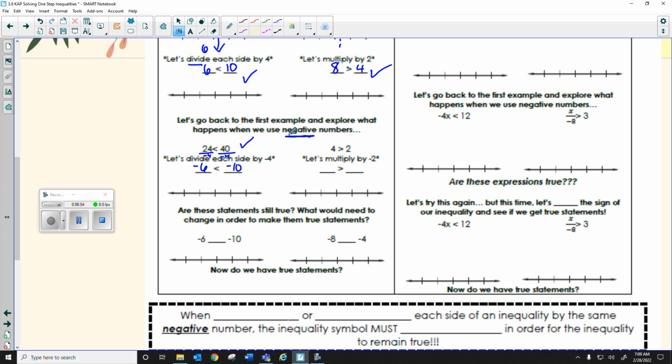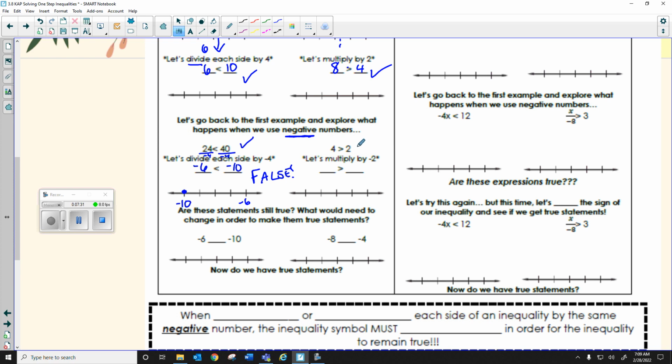Okay, we started with 24, it was less than 40. We started with a true statement. Let's look at this one. Negative 6 is less than negative 10? With negatives, 0's over here, negative 6 would come first, and then negative 10. This one's not true. I'm just going to say false. This is false. Negative 6 is bigger than negative 10. This is a false statement.